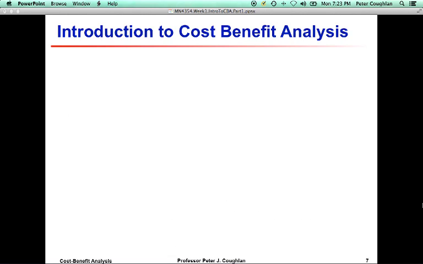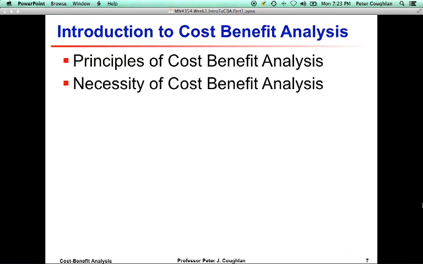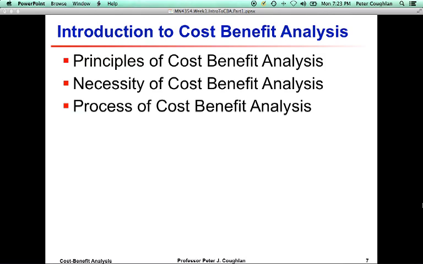So what are we going to cover today? Here are the concepts that we're going to cover in this introductory lecture. First is the basic principles of cost-benefit analysis. Then the necessity of cost-benefit analysis. Why do we need to do it? What's the point? Then going through the process, sort of an overview of the process.